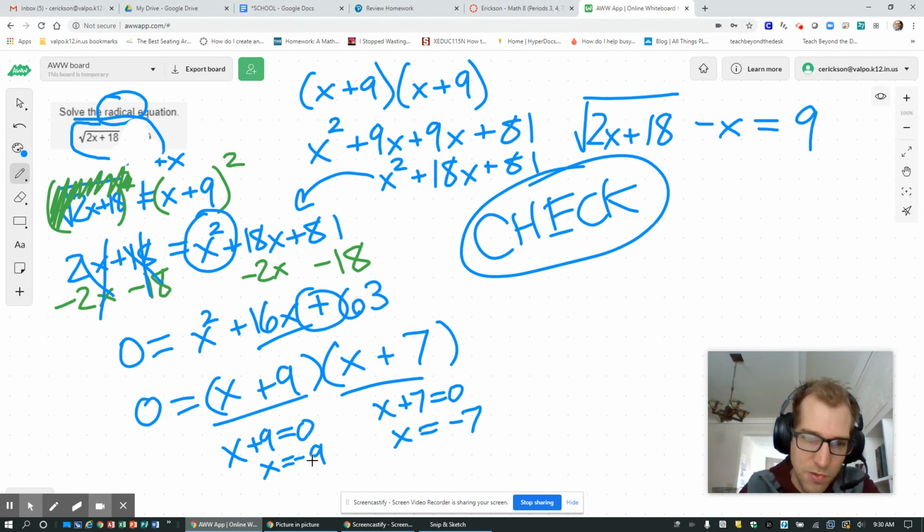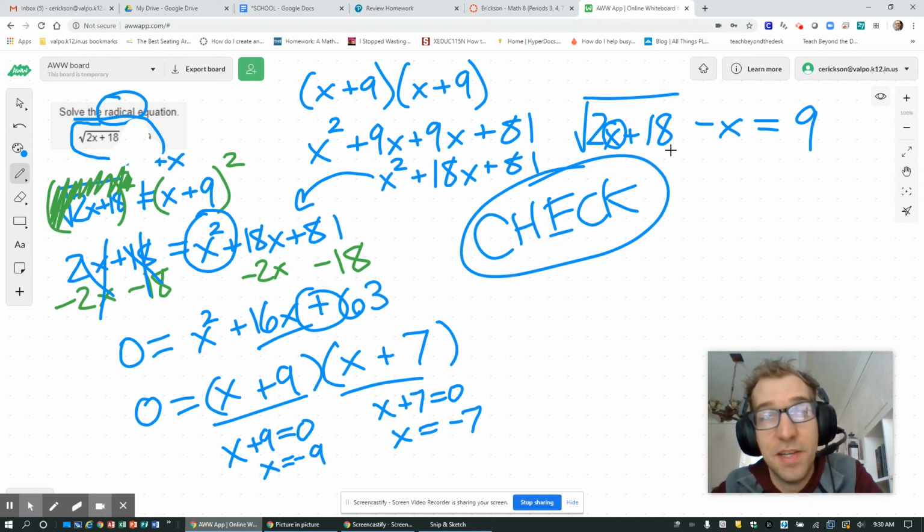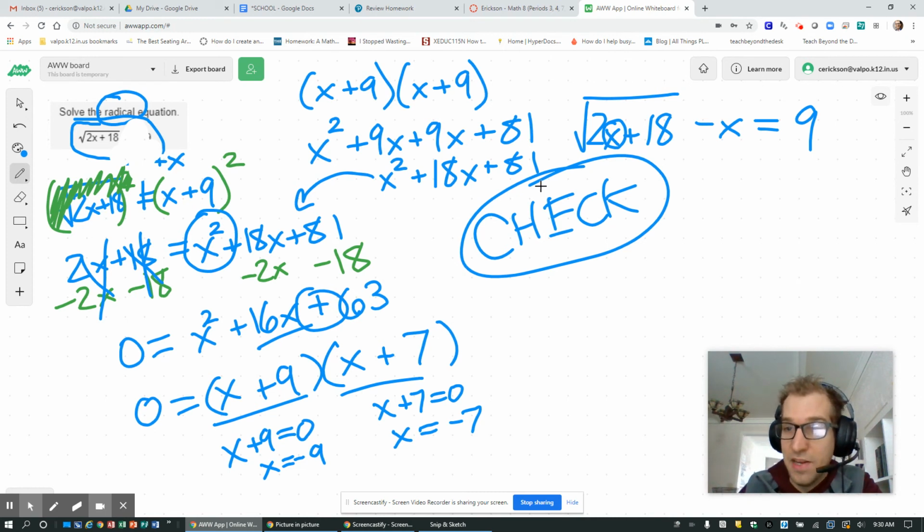All right, so plugging those in, let's picture it here. Putting in -9, we would have 2 times -9 is -18, plus 18 to give us 0. So square root of 0 is 0, minus -9, which is actually like adding 9, would be 9. So I do find that we get 9 equals 9 for that one. So we're good with this one. That would be one of our solutions.